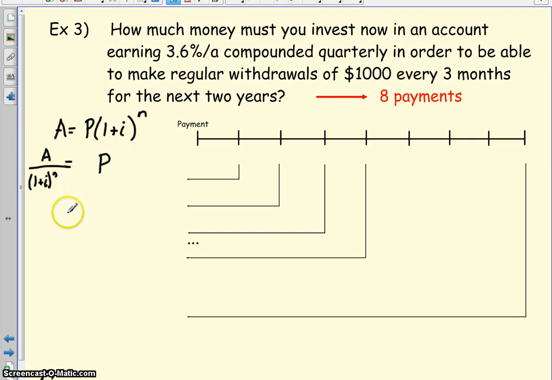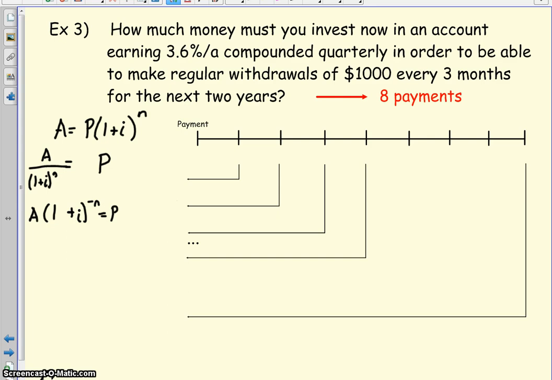Okay? And again, using our exponent laws from last unit, this would be the same thing as A times 1 plus i to the negative n, just to have the denominator out of the way. Okay, so this would be if you're trying to solve for a certain present value that you're looking for.